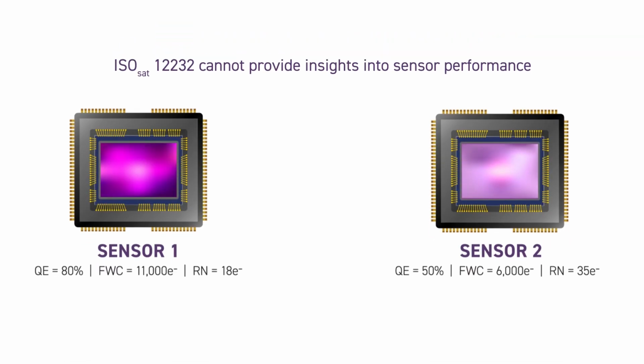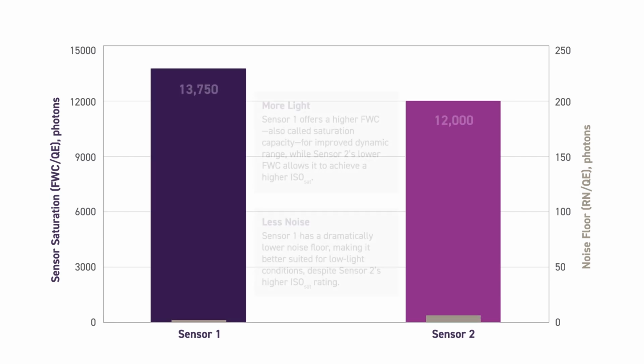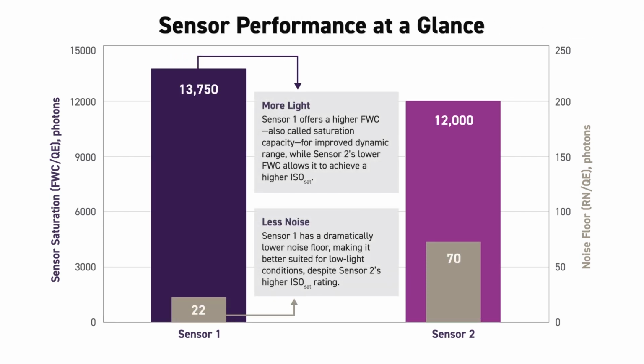The ISO 12232 saturation standard, or ISO-SAT, provides misleading conclusions. If used to compare sensor sensitivity, it solely quantifies the light required to reach saturation and does not take into account sensor noise. The EMVA 1288 standard, however, accurately compares sensitivity.